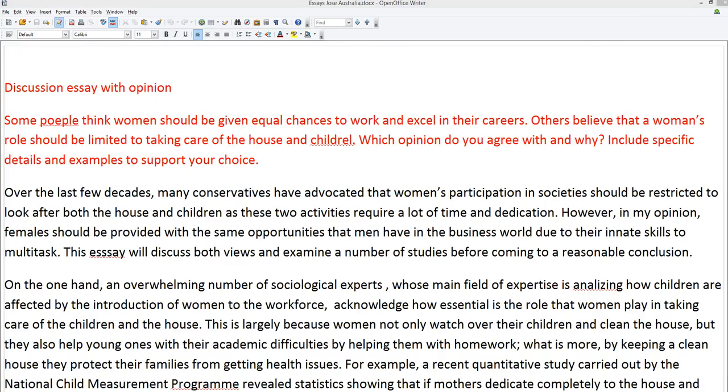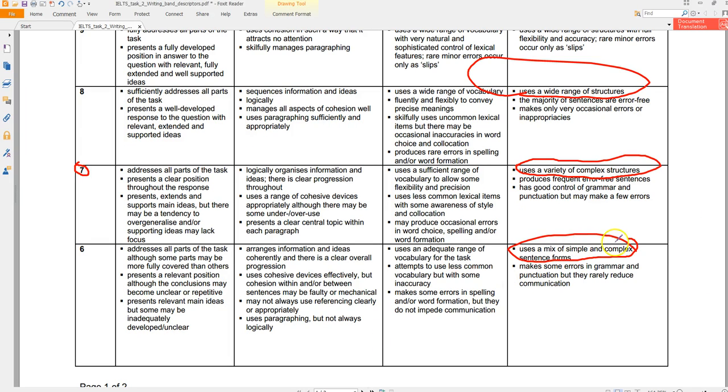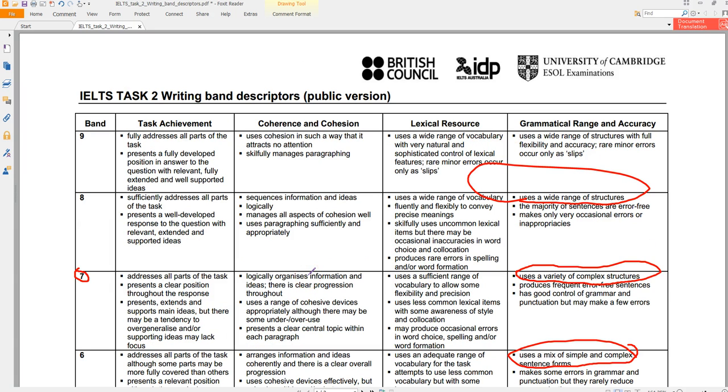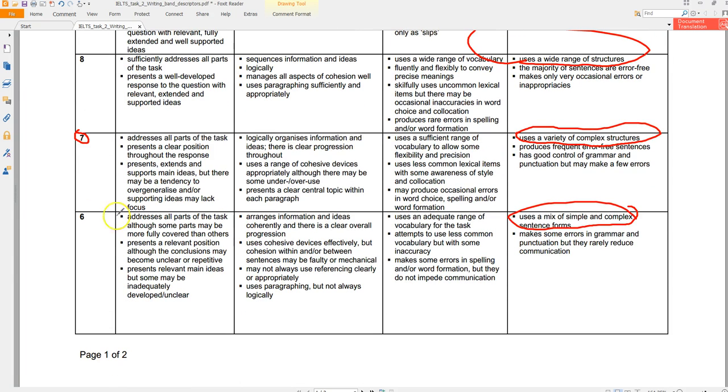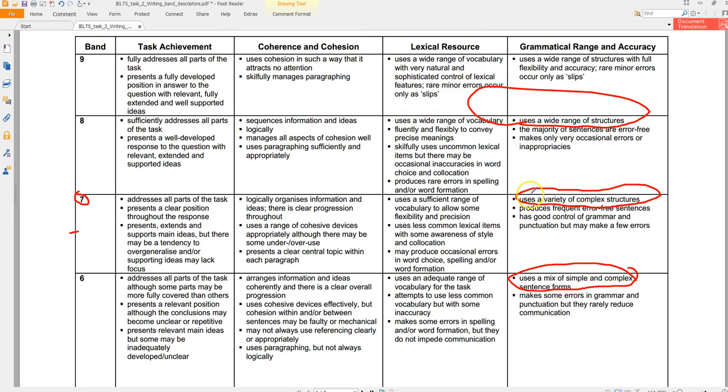Now, you have to use a mix of simple and complex forms. Now, this is the criteria, which we've seen on several occasions. So we've got 6.5. So at least 6, you have to use a mix of simple and complex forms. But if you look at the key words, a variety of structures, a wide range of structures. So it isn't just about every sentence must be complex. You have to show a mixture, a range of structures, both simple and complex.